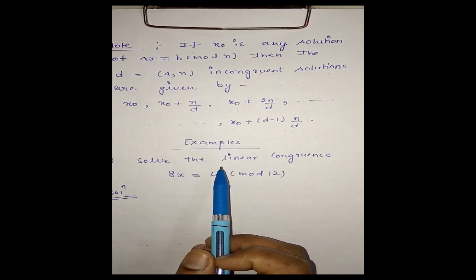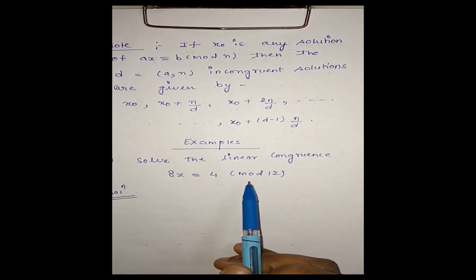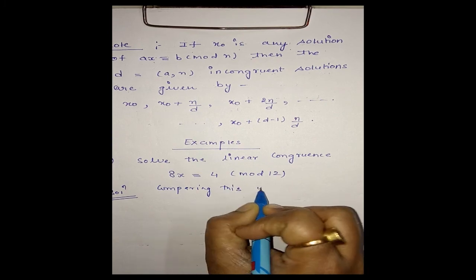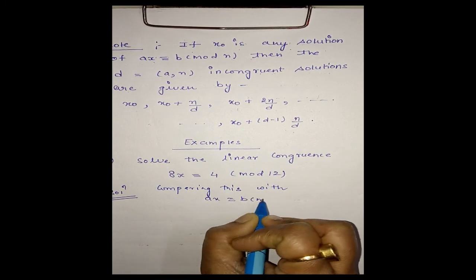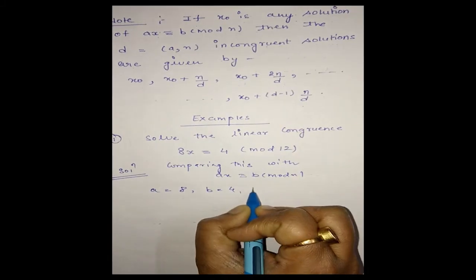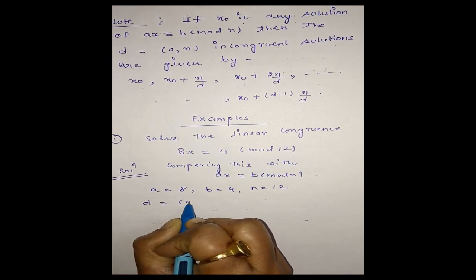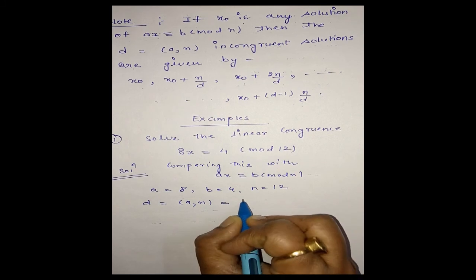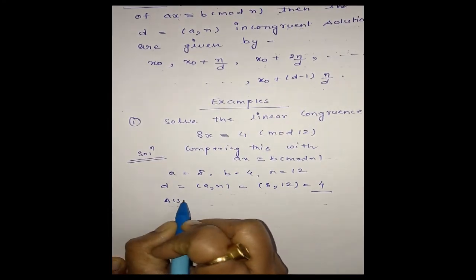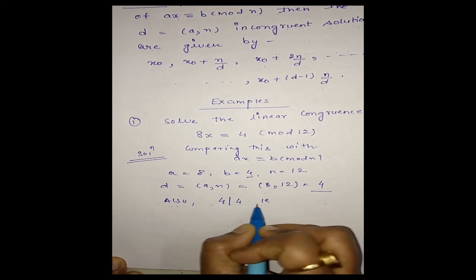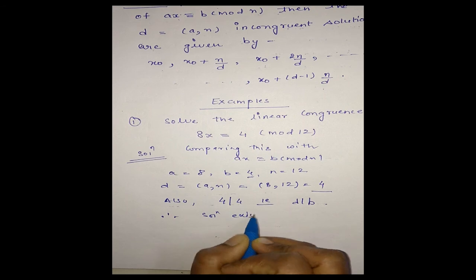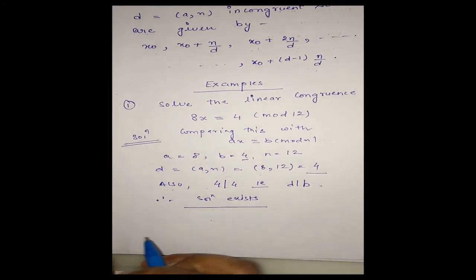First, we consider the case: solve the linear congruence 8x is congruent to 4 modulo 12. Comparing this with ax is congruent to b modulo n, here we have a is 8, b is 4, and n is 12. Now, d is the GCD of a and n. The GCD of 8 and 12 is 4. Also, 4 divides 4, that is, d divides b. Therefore, a solution exists from theorem number 2.